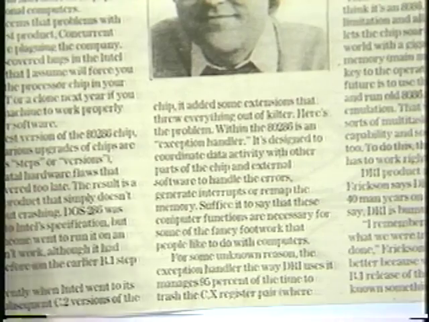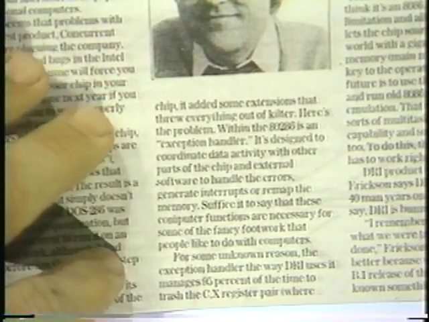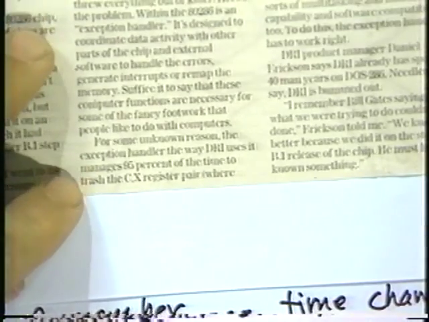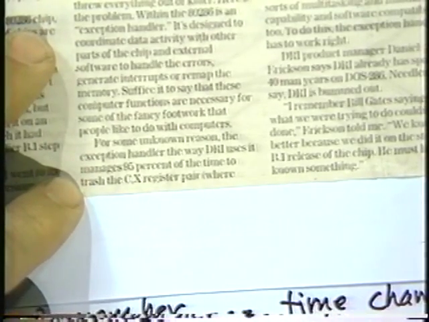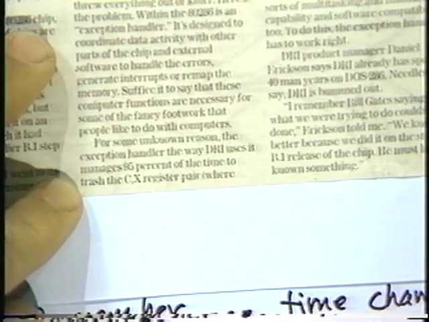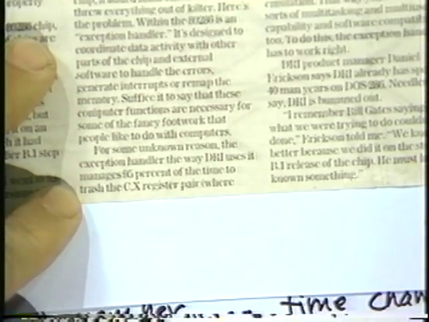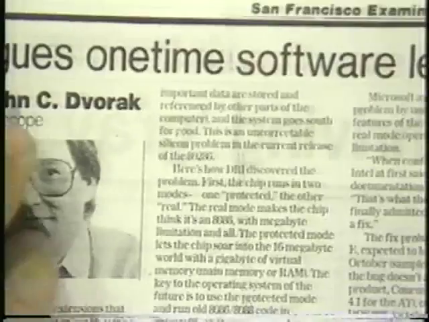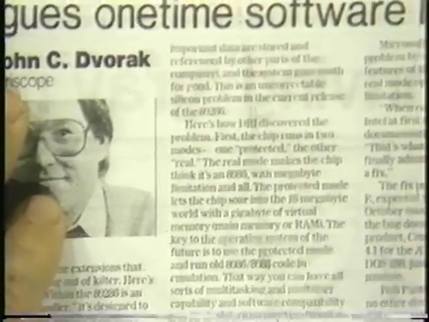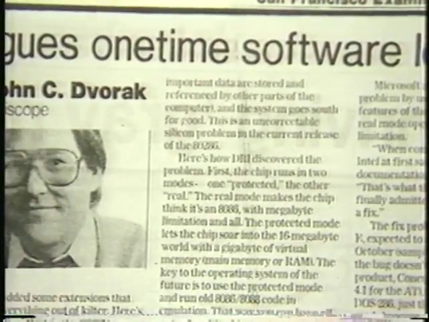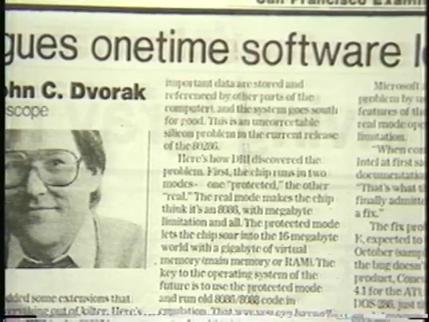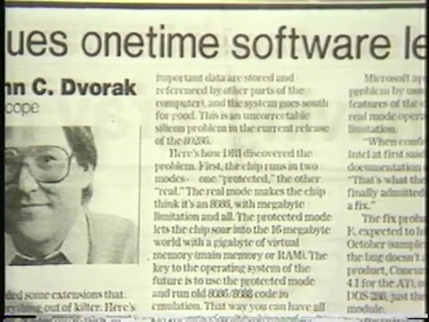And then here's the problem. It talks about the exception handler. And then it says here, for some unknown reason, the exception handler, the way DRI uses it, manages 95% of the time to trash the CX register pair, where important data are stored and they're referenced by other parts of the computer. And the system goes south for good when it crashes that. This is an uncorrectable silicon problem in the current release of the 80286.